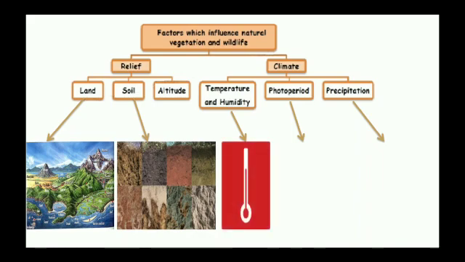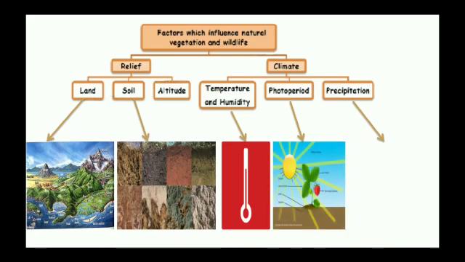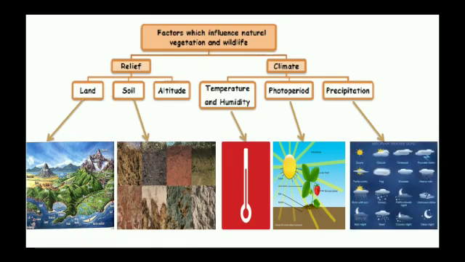Temperature, it can be either hot or cold, which is measured in degrees Celsius, and humidity means the amount of water vapor in the air. Photoperiod refers to the amount of light an organism receives in a day. Precipitation can be in the form of rainfall, snowfall, dew, frost, hailstone, etc.